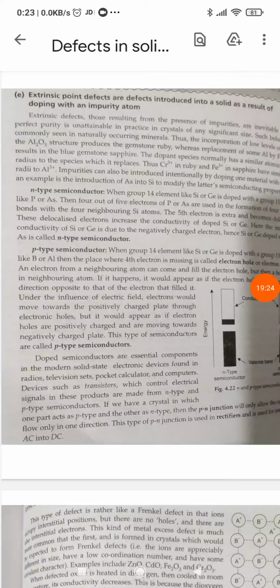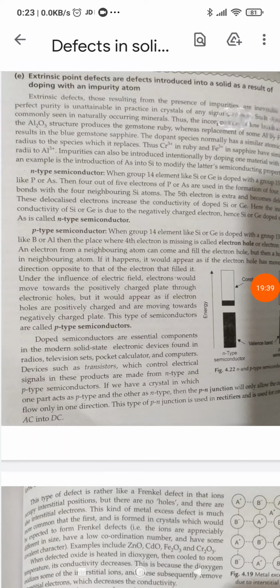If we have a crystal in which one part acts as p-type and the other as n-type, then the p-n junction will only allow the current to flow in one direction. And this type of p-n junction is used in rectifiers for converting AC into DC.